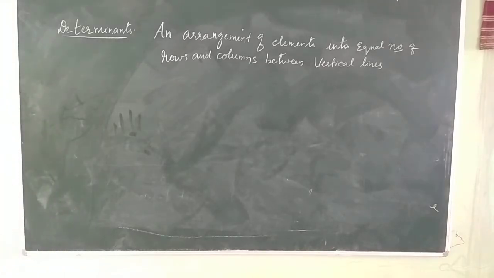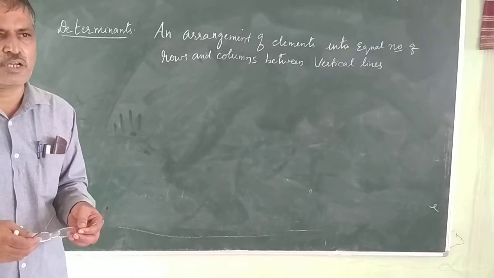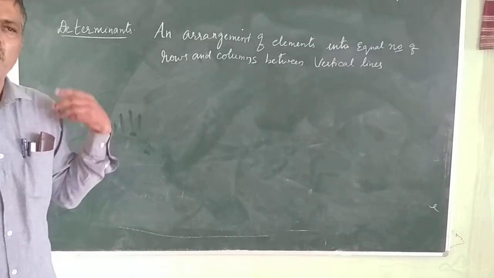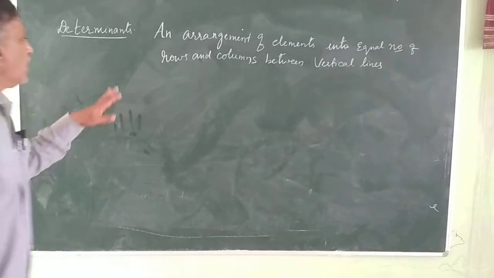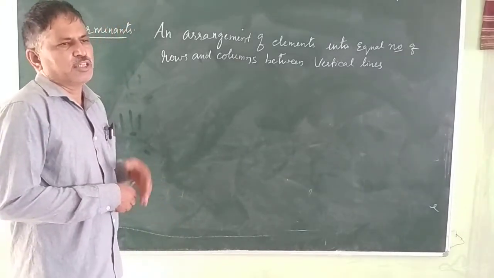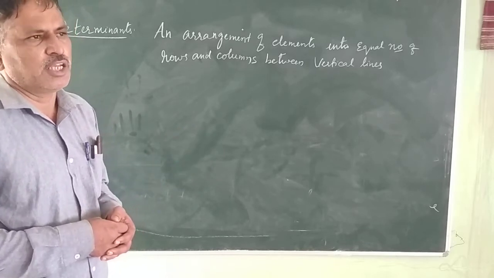Or we can also say that every square matrix associated with a real number will give the determinant. Our simple definition is an arrangement of elements into equal rows and equal columns. That means rows and columns are equal, and in between the vertical lines it is called a determinant.